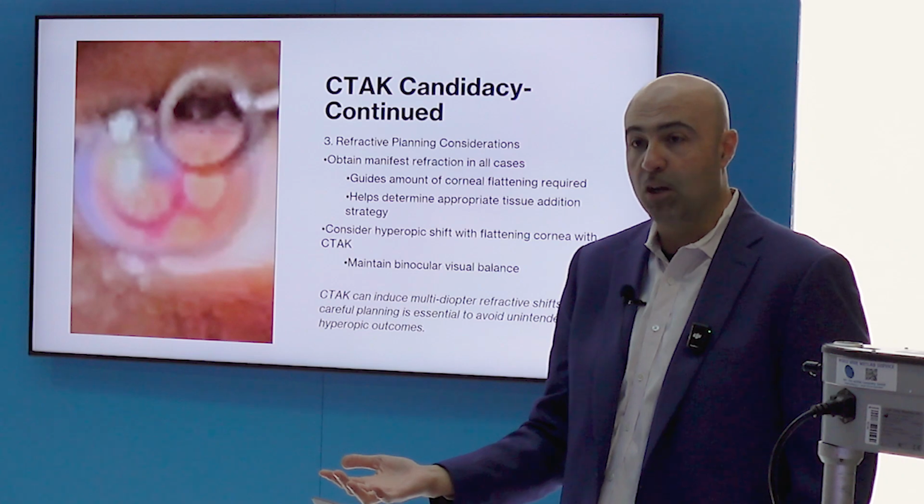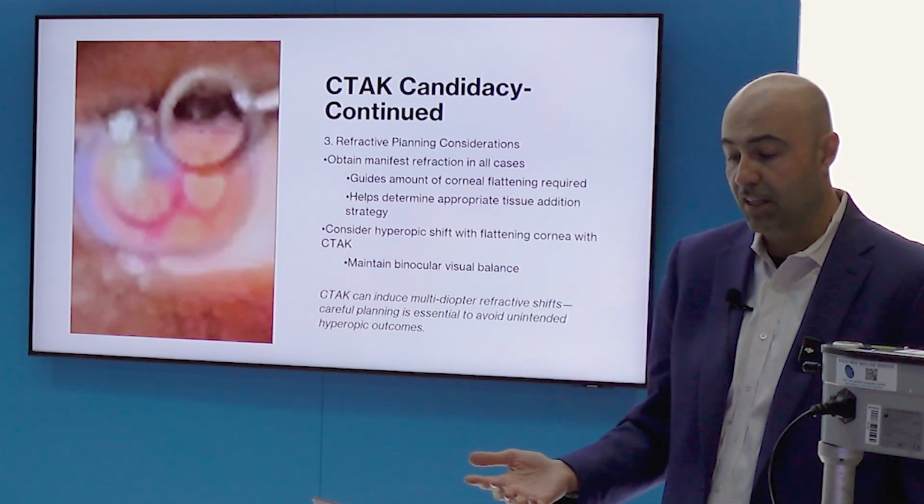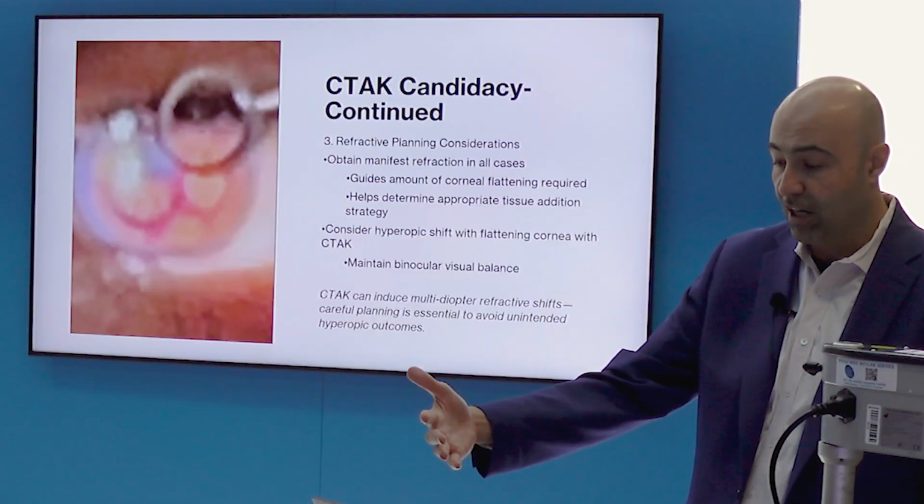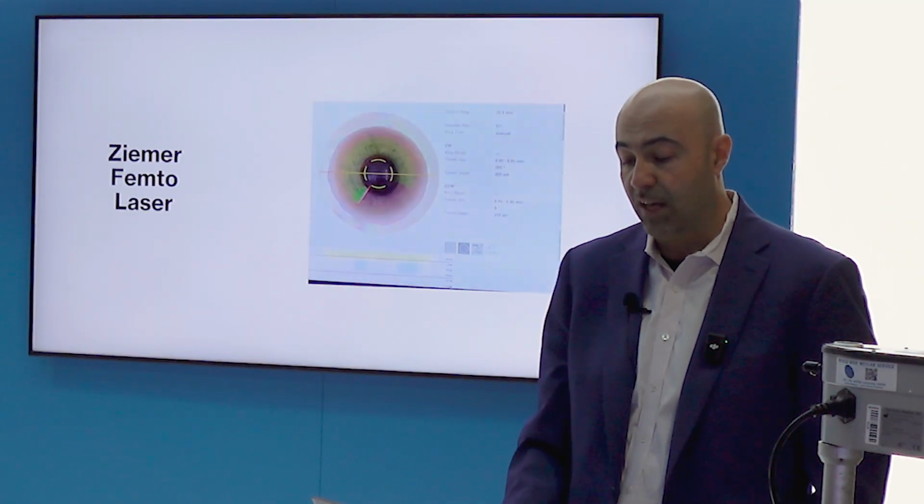So if you have your high myopic patient, which is your typical keratoconic, you're going to probably be okay, but there is a level of shifting in their refraction afterwards, so you want to be cognizant of that.